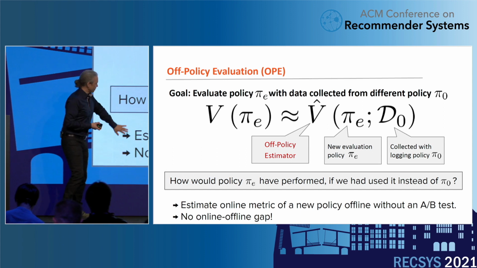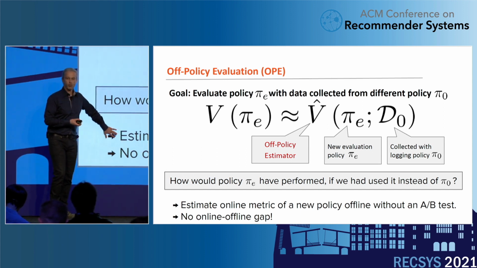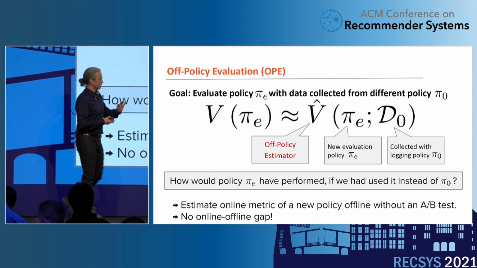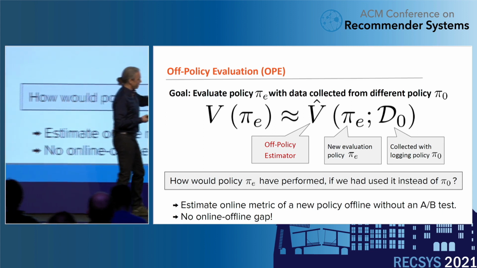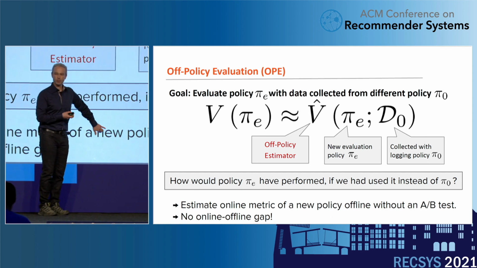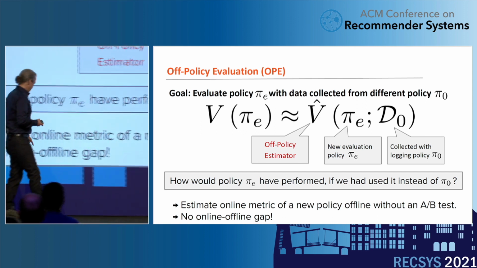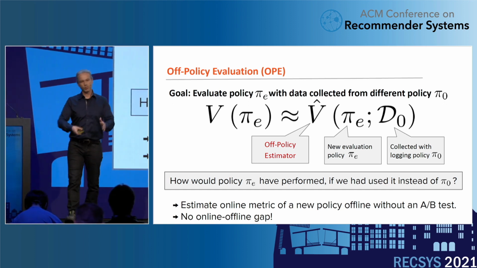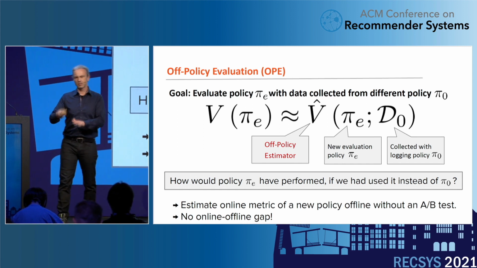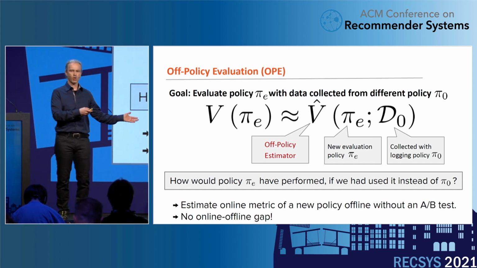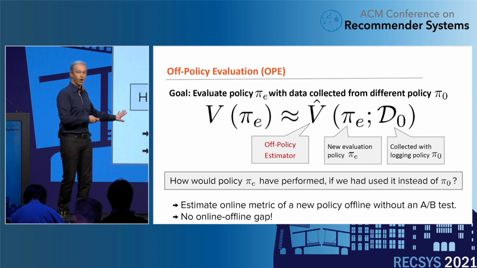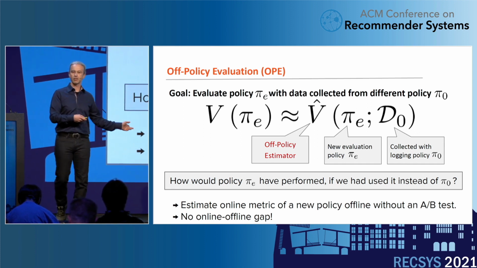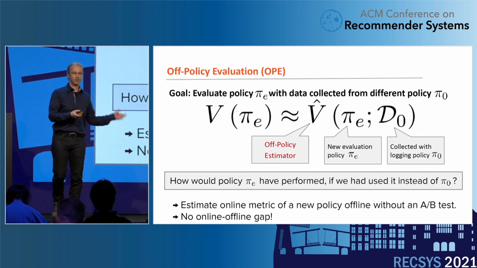So what we're doing here is we're actually estimating online performance, exactly the online metric that you're typically trying to optimize, of a new policy that you've never fielded before without doing an A/B test. Often you have this online-offline gap, where you're optimizing something offline, and that's like a proxy for something that you want to optimize online. That's gone, right? We're using exactly the same metrics, and we're optimizing exactly the same metrics.